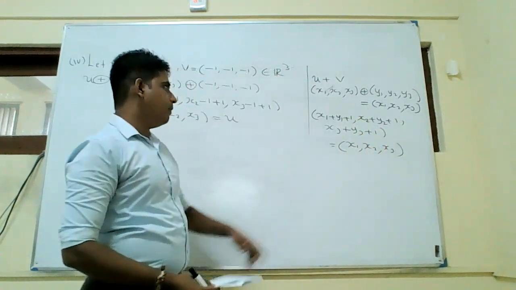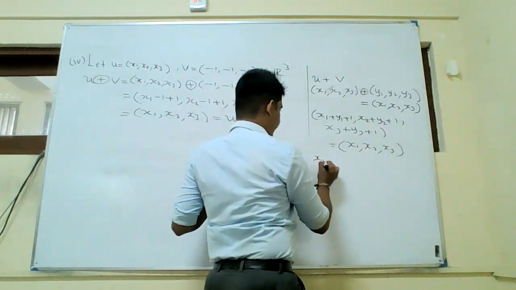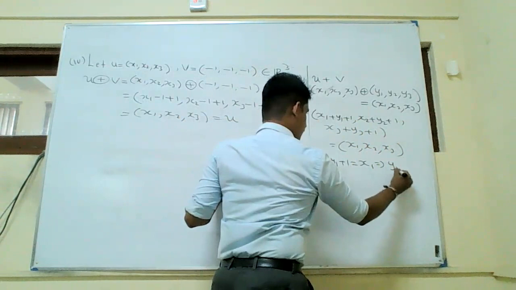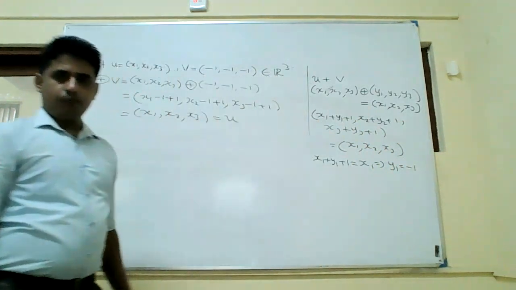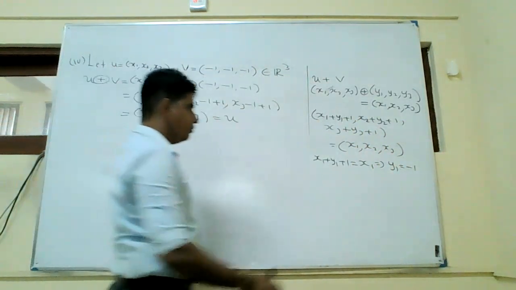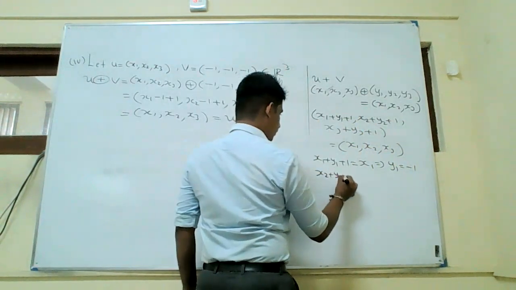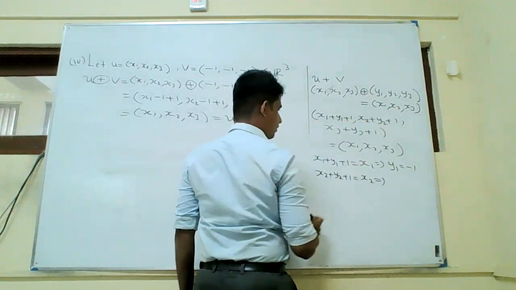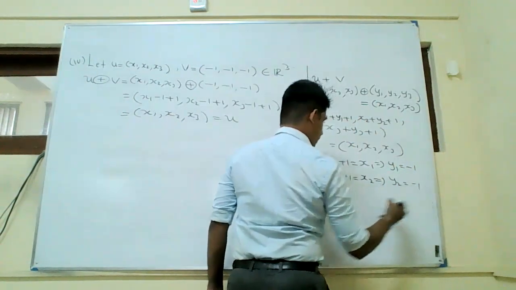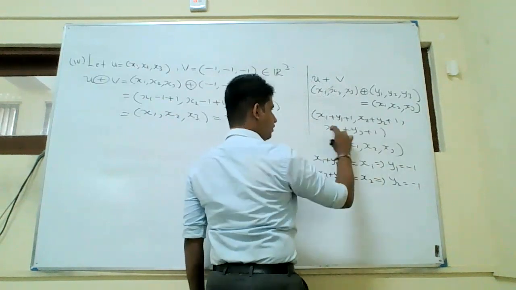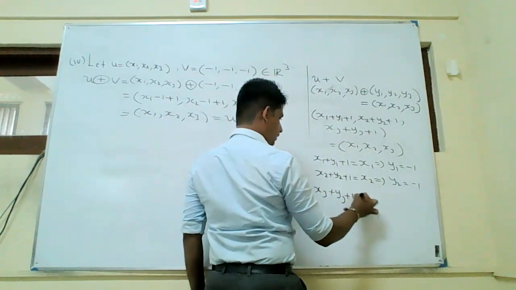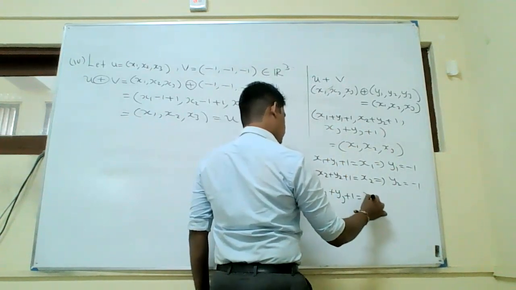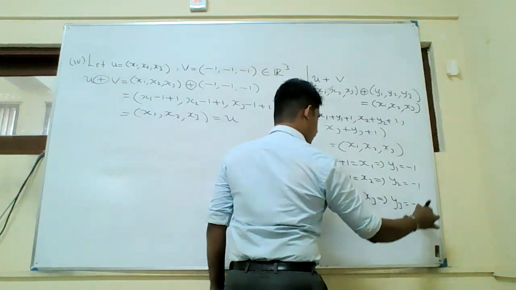Coordinate wise, these elements are equal. So therefore x1 plus y1 plus 1 equals x1. From this, y1 is minus 1. Is it okay? y1 is minus 1. Similarly, x2 plus y2 plus 1 equals x2. Coordinate wise, this element equals this element. So y2 is again minus 1. For the last values, x3 plus y3 plus 1 equals x3. So y3 is also minus 1.